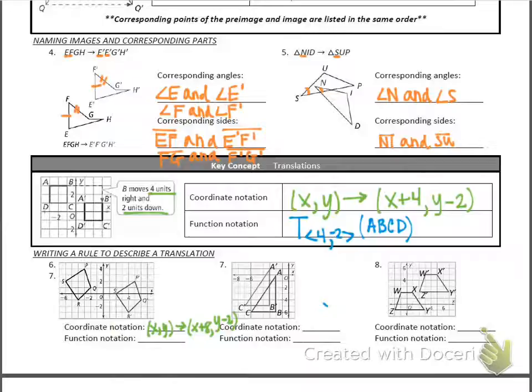Function notation. This is a translation, so big T. You're going to use your little pointy brackets. And we went 8 units in the positives, so that's going to be 8 comma negative 2 of, so big parentheses, PQRS. If you did a different order, that's okay.